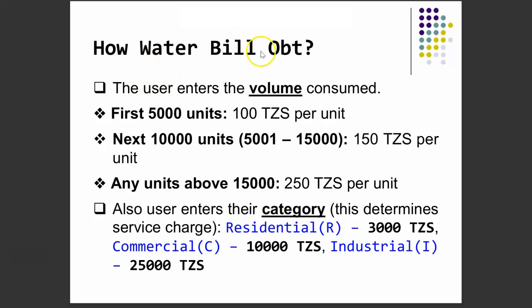For the case of the water bill, it is obtained as follows. The user enters the volume of water consumed. For the first 5,000 units, each unit is charged 100 shillings. For the next 10,000 units, that is units from 5,001 up to 15,000, each unit will be charged 150 shillings. But for all the units above 15,000, each will be charged 250 shillings.